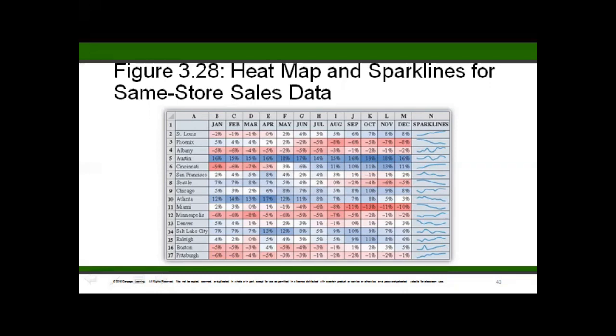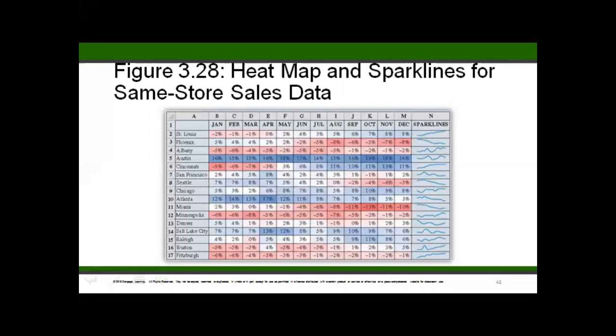We can see that Austin has had positive increases throughout the year, while Pittsburgh has had consistently negative same-store sales results. Same-store sales at Cincinnati started the year negative, but then became increasingly positive after May. In addition, we can differentiate between strong positive increases in Austin and less substantial positive increases in Chicago by means of color shadings.